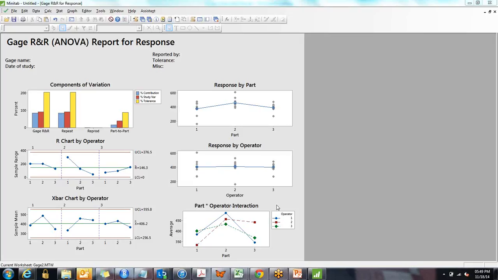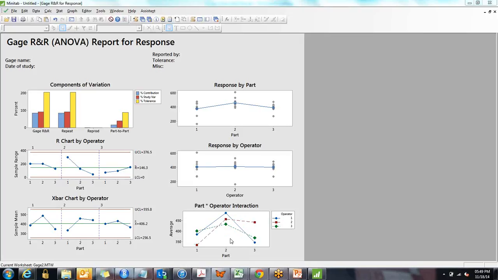Alright, and the third thing is part operator interaction. In part operator interaction, it shows the different parts measured by different operators. Values should be the same for each sample. And for a good gauge, all lines should be on top of each other. So this blue line followed by green line and red line should be on top of each other. But here they are not on top of each other.